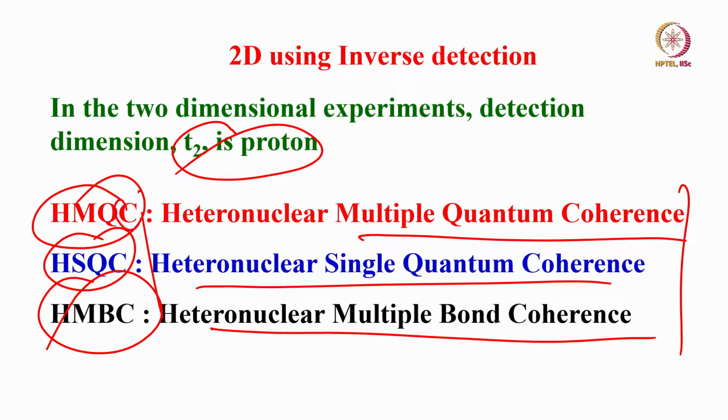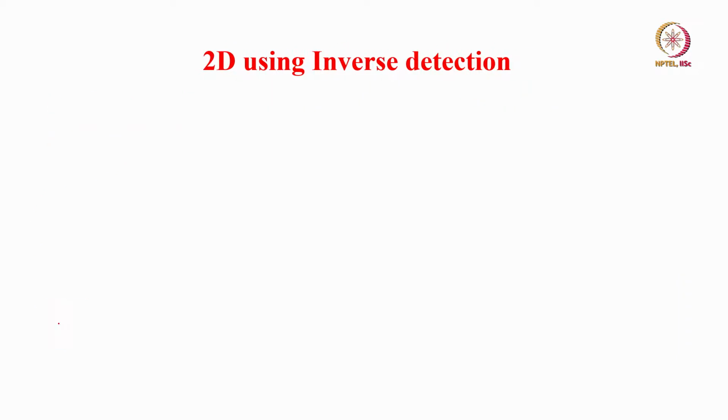Of course, HMQC gives similar information like HSQC, but with a little subtle modification. We will not go into HMQC, but HSQC and HMBC we will discuss a little bit more with some examples.